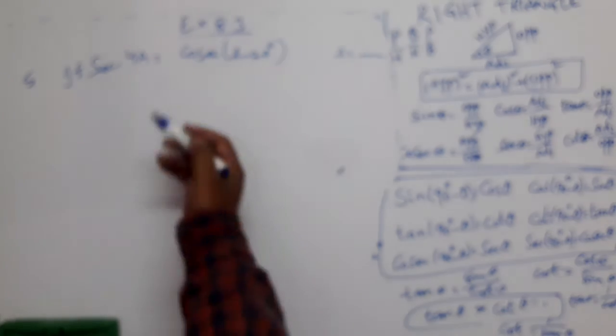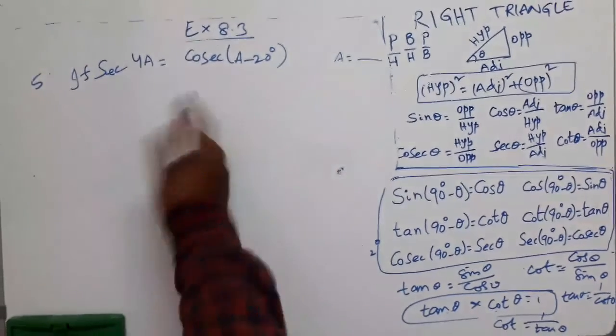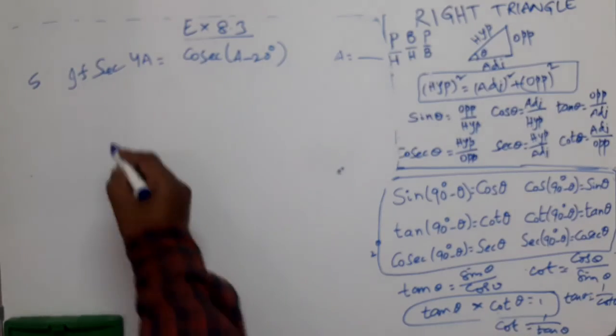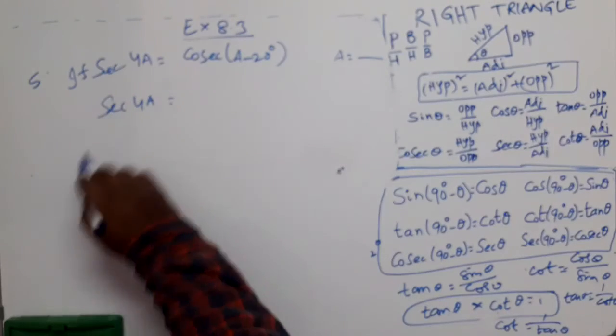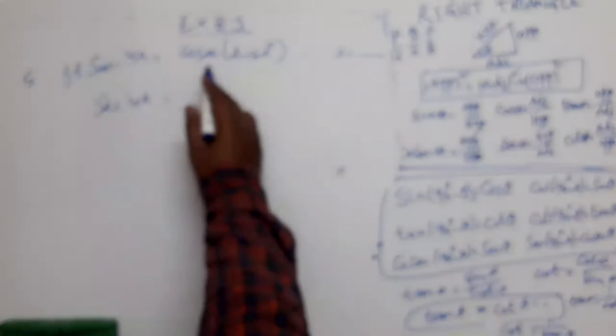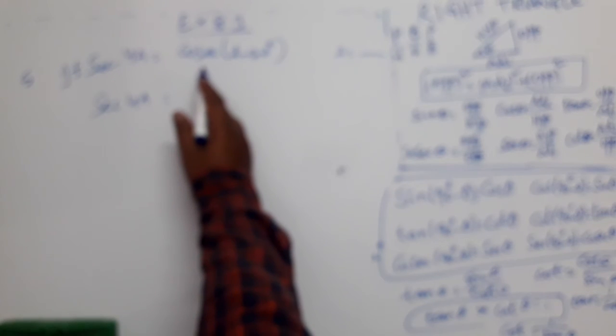Yes, secant of 90 degrees minus theta can be written as cosecant theta, and cosecant of 90 degrees minus theta can be written as secant theta. So you change the form of any one of these two ratios and equate. Let us leave it like this. Secant for left hand side, I am leaving it as it is. I am converting right hand side.